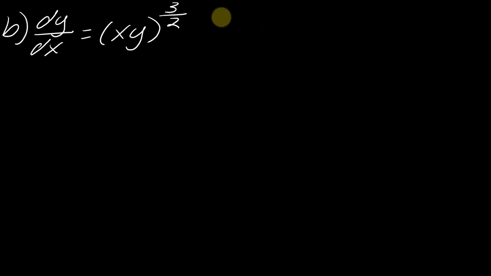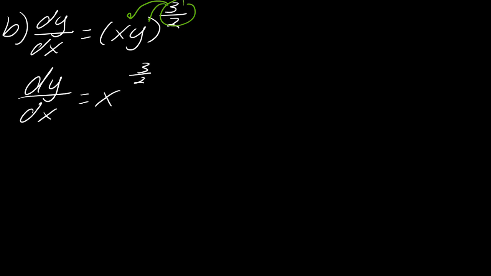Okay, so moving on to this next one. If you look at this, at the moment it does not look separable. What makes something separable is that you can easily separate the x's and the y's via multiplication. But you can distribute this exponent in. So I can rewrite this as dy/dx equals x to the 3/2 y to the 3/2, and now you can see that this is definitely separable.